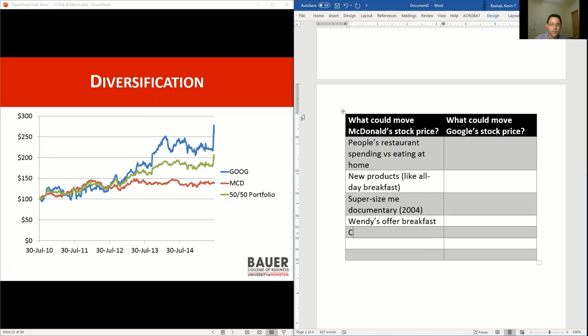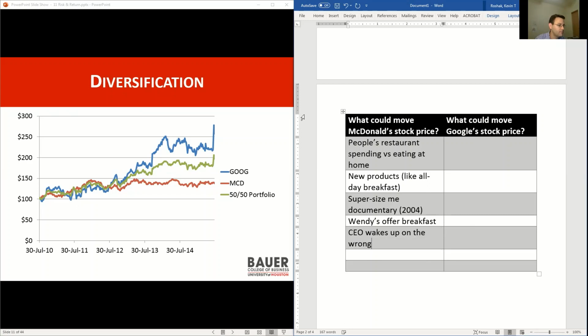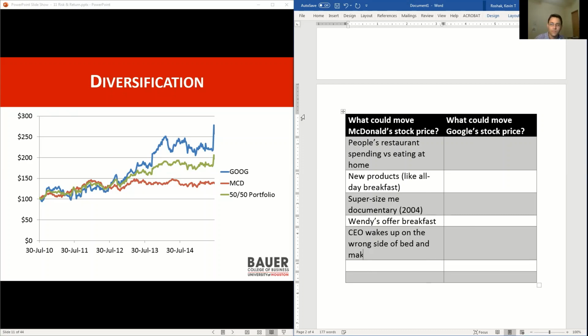The CEO wakes up on the wrong side of the bed and makes a bad decision. Just whatever you can think of, he just makes some kind of boneheaded mistake. That could lower McDonald's stock price. Okay. So we have all of these different things that could all be driving the wiggles in the red lines on our figure.